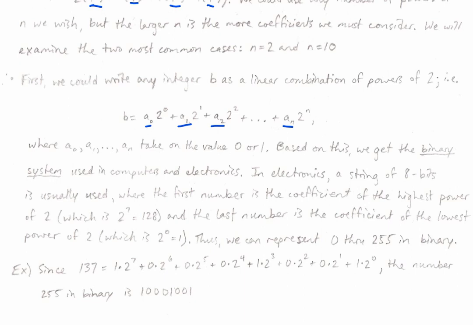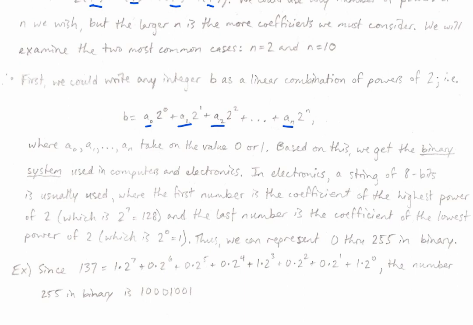We've all heard of binary, at least I hope we have. It's used in electronics, computers, websites, anything with computers and internet and electronics and technology. Binary is all getting used. In electronics, a string of 8 bits is typically used, where the first number is the coefficient of the highest power of 2, which is going to be 2 to the 7th, or 128, and the last number is the coefficient of the lowest power of 2, which is 2 to the 0, or 1.